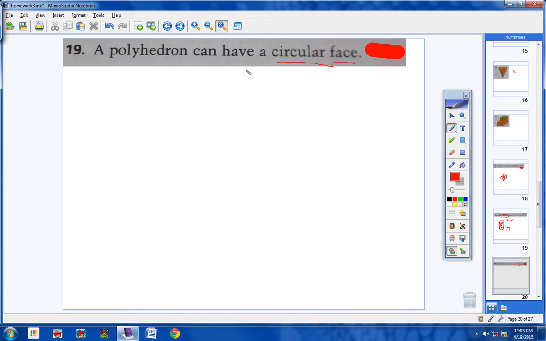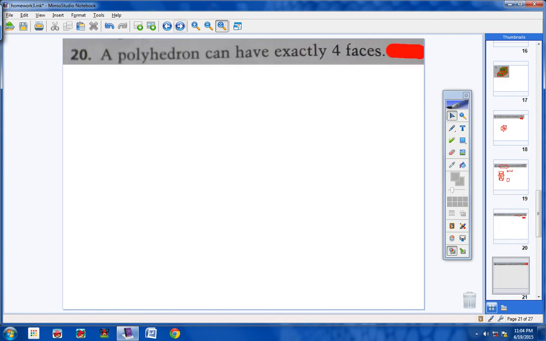Number 19, a polyhedron can have a circular face. Well, of course not. We've talked about that. Any solid that has a circular face is not a polyhedron. That's false. Cannot happen. Number 20, a polyhedron can have exactly 4 faces. Well, yes, I just showed you one back at number 7, so true.